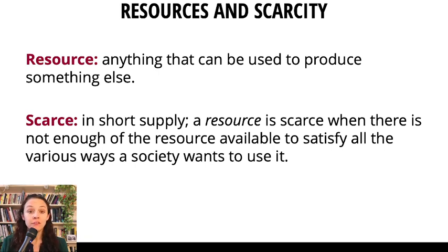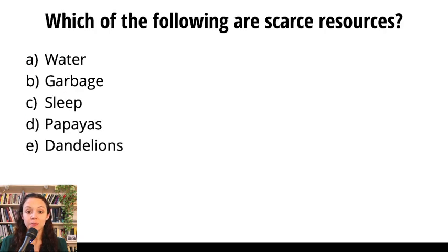Some things can be very scarce. For example, we think of gold, rare earth minerals as being very scarce. We think of water as less scarce, but it's still limited and it's still less of it than all the ways that we could use it. And then our time is also scarce. It's limited and there are many ways we'd like to spend our time.